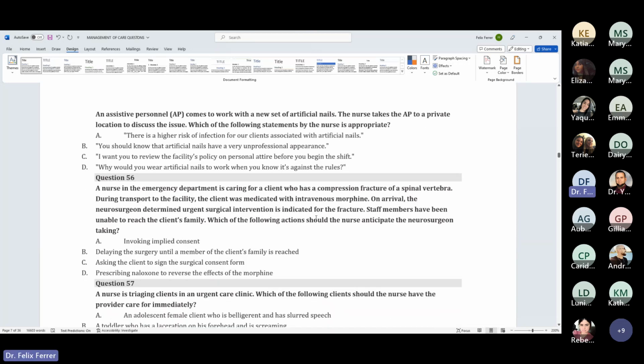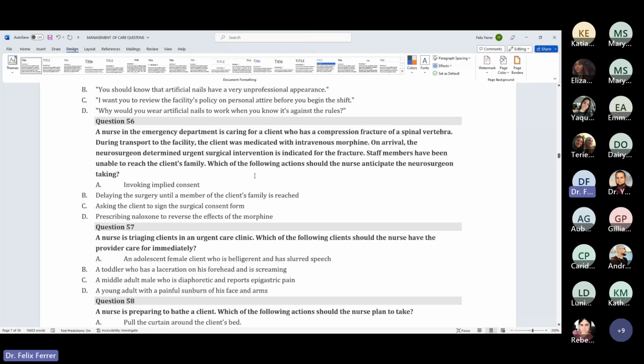An assistive personnel comes to work with a new set of artificial nails. The nurse takes the AP to a private location to discuss the issue. Which of the following statements by the nurse is appropriate? A. Really good. There is a higher risk of infection for our clients associated with artificial nails. Really good.